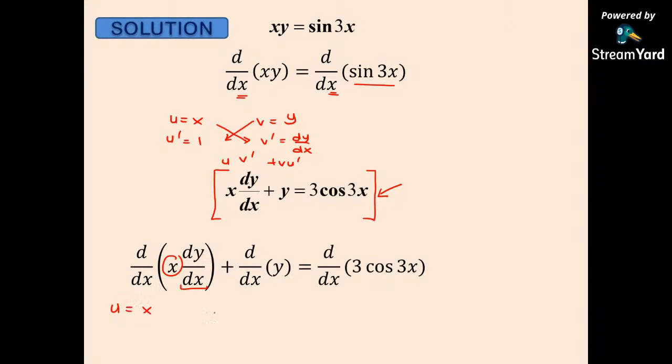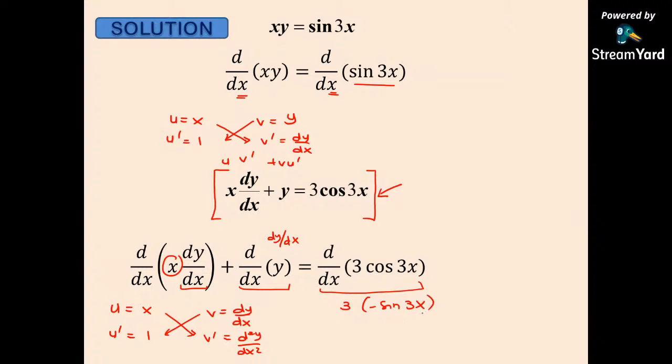So u is equal to x, v is dy over dx. So u prime is equal to 1, v prime is d2y over dx square. Therefore, you're going to use the formula for them, u v prime plus v u prime. This one, differentiating d over dx of y, this is supposed to get dy over dx. And for this one, this is simply the same variable, so you're gonna bring the constant out first, differentiate the cos, it will become negative sine of 3x. Differentiate 3x, we are going to get 3.